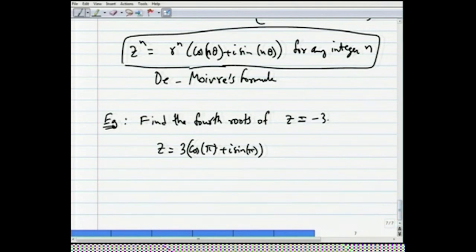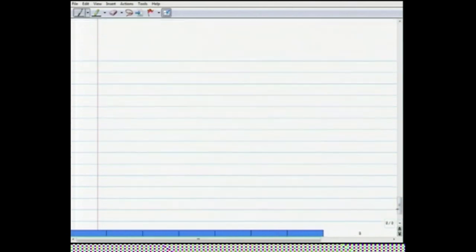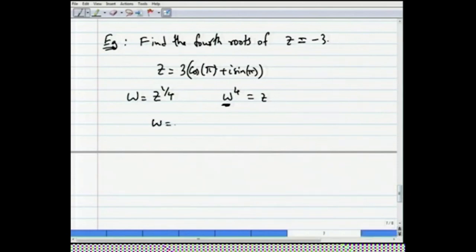So de Moivre's formula suggests that if you say w equals z power 1 by 4, you want the fourth root, so w power 4 is equal to z. So w power 4, you imagine w in the place of z here. So if w is taken to be 3 power 1 by 4 times cosine pi by 4 plus I sine pi by 4.